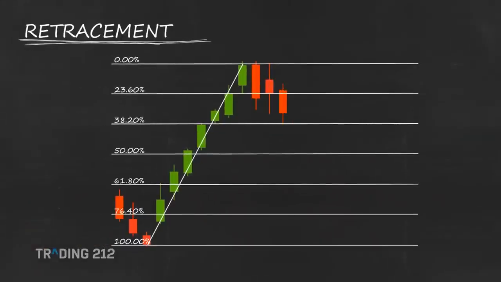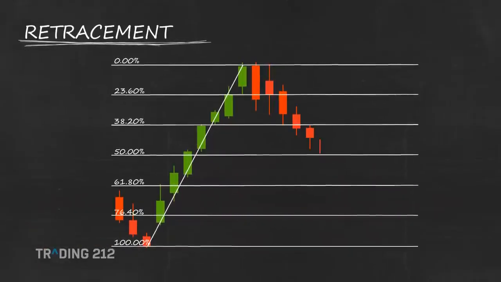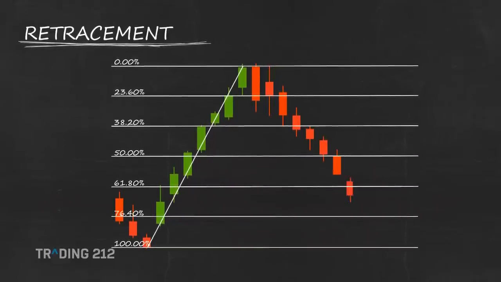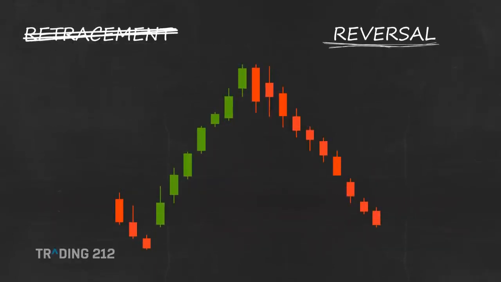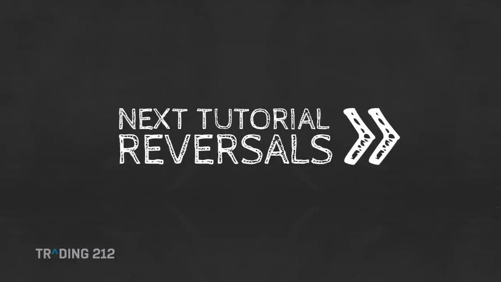When trading retracements, make sure that it is a temporary reversal and not a new move in the opposite direction. This would essentially be a reversal, not a retracement, and would incur a loss for the trader who's placing orders with the original move. We will discuss reversals in our next tutorial on trading strategies.